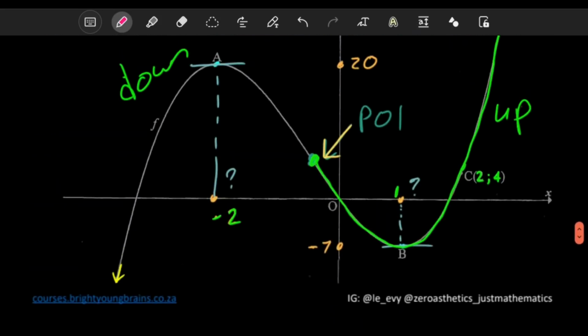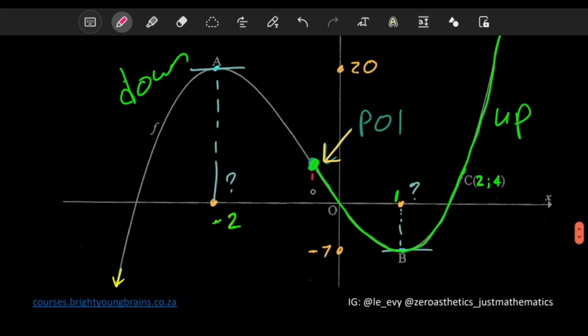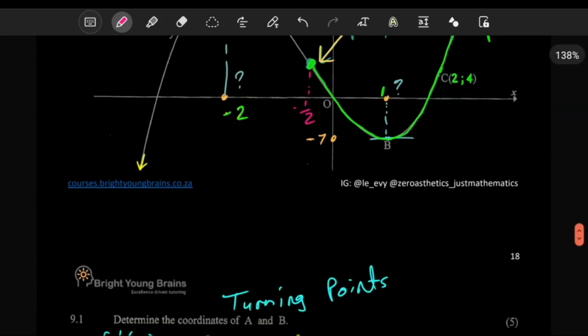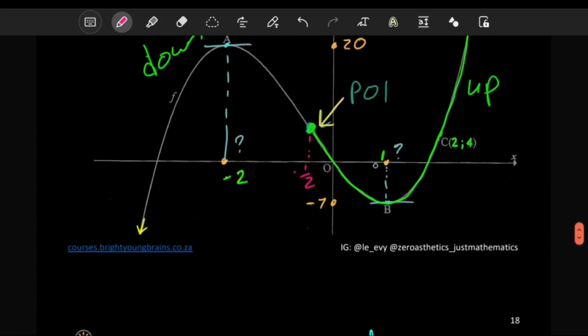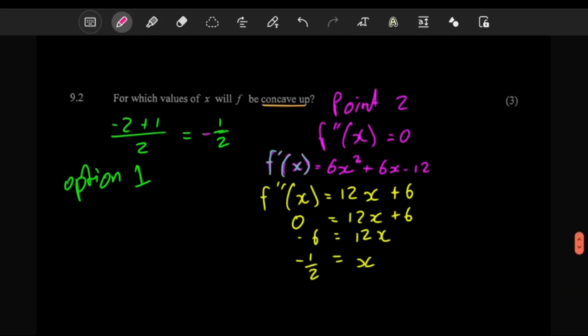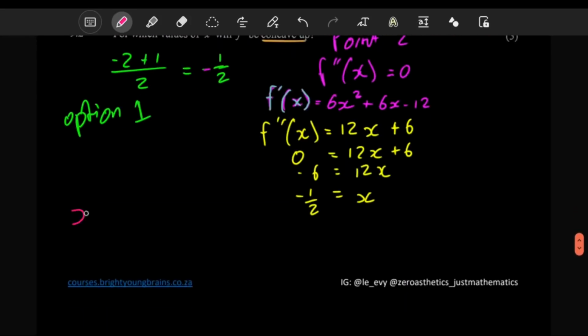Because this is negative a half, we know that our graph is concaved up where our x values are bigger than negative a half, because any x value bigger than negative a half produces the part that's concaved up. So our graph is concaved up where x is bigger than negative a half. This is our final answer.